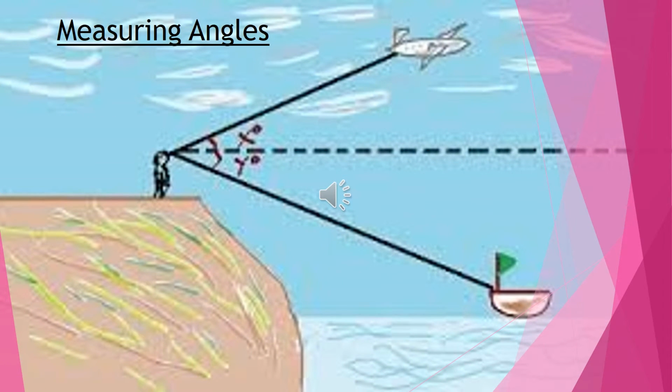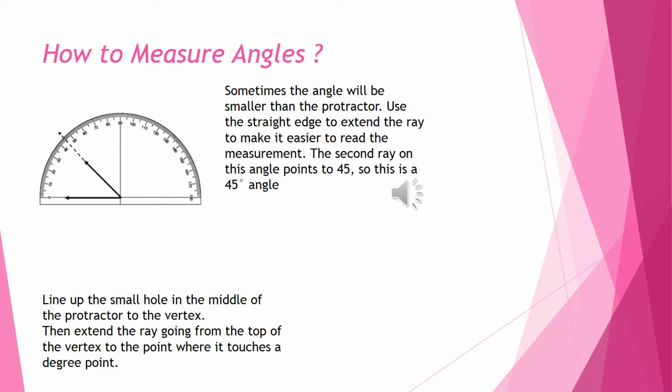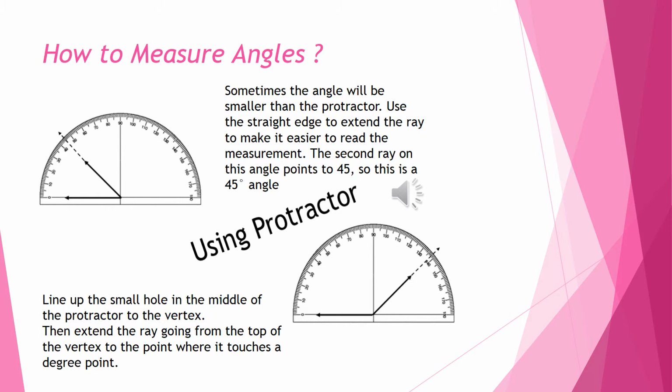Here is a fun diagram before we proceed on how to measure angles. Now that we have talked about angles, exactly how do we measure these angles? The most common tool is a protractor. To use a protractor, line up the small hole in the middle of the protractor to the vertex. Then extend the ray going from the top of the vertex to the point where it touches a degree point. It's pretty simple and useful, and it gives you the exact measure of an angle.